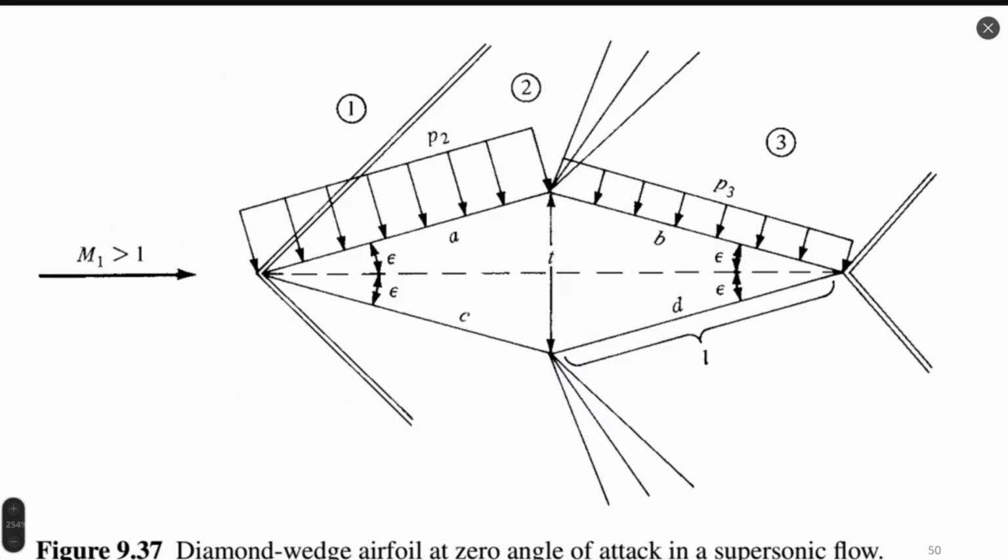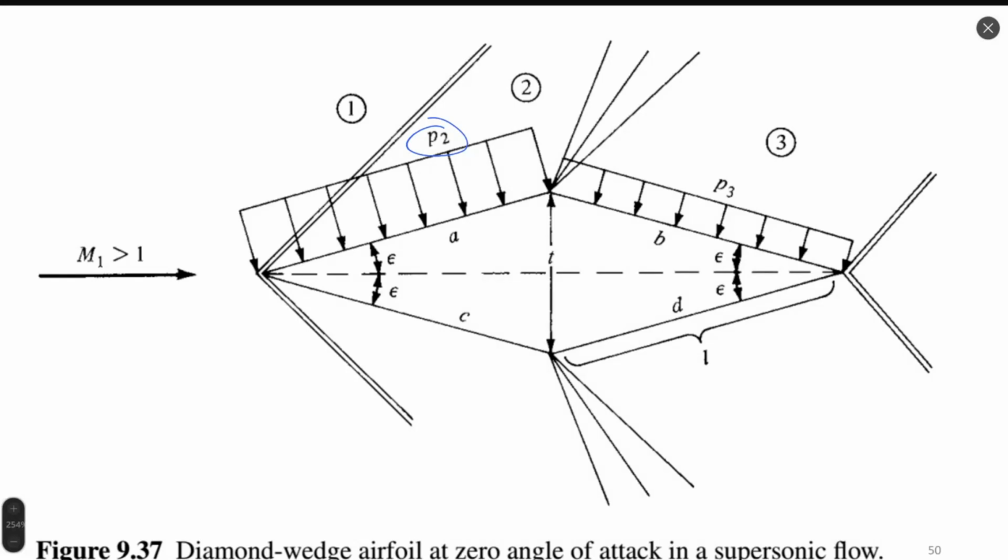Another example is this one, where flow passes first through oblique shock waves, where pressure increases, P2 is higher than P infinity, and then it passes through expansion waves. In region 3, pressure decreases with respect to P2, but it still remains high and contributes to the creation of drag. Here we have zero lift because the flow direction is the same as the symmetry line, so there is no lift force, but there is a drag force due to the action of pressure.